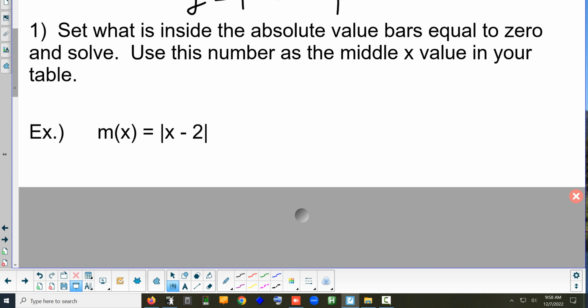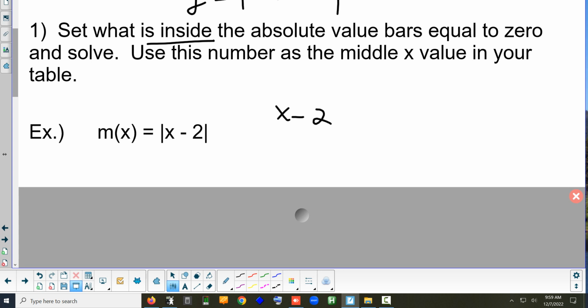Okay, so let's look at an example. M of x equals the absolute value of x minus 2. Now, this letter here can be an M, it can be an F, it can be a G. That doesn't matter. What is inside the absolute value bars? X minus 2. So that's what's inside.